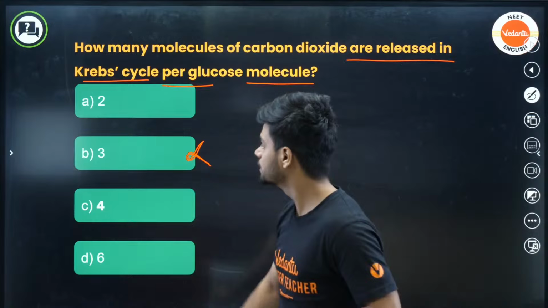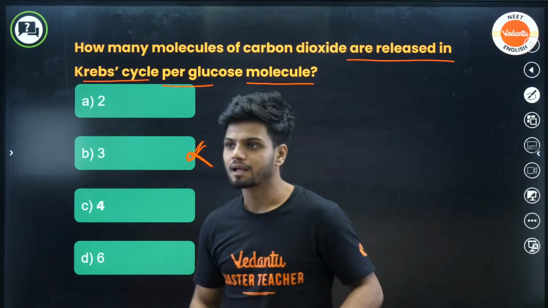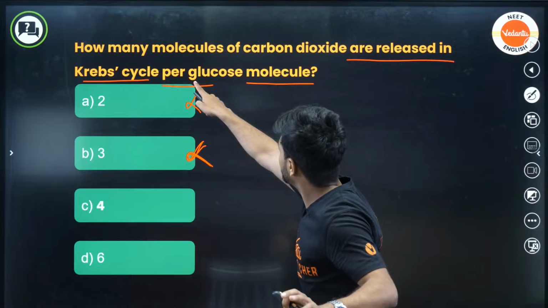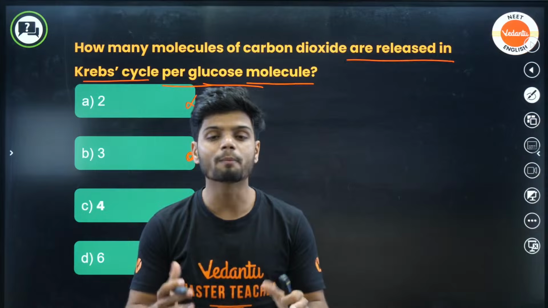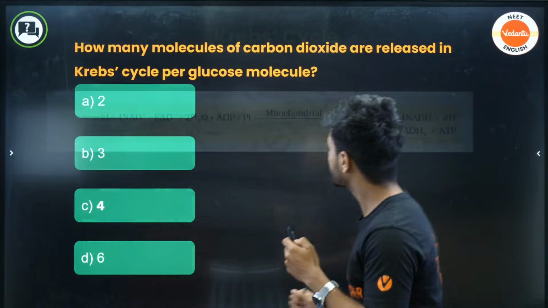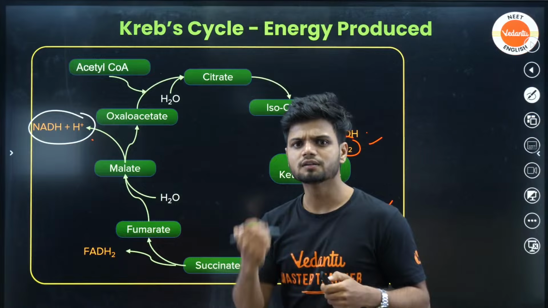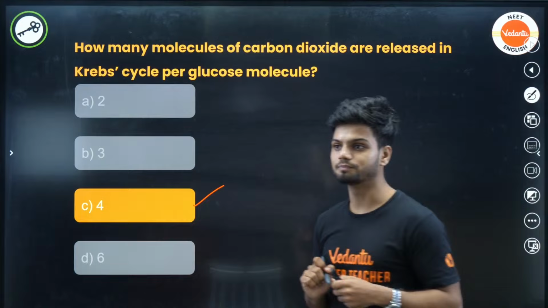Now some of you are saying 2 here. 2 is also wrong. Why, sir, 2 is wrong? Remember students, we are telling per glucose molecule. One glucose will release how many pyruvate? One glucose will release 2 pyruvate. Now this reaction here is for 1 pyruvate only. So in 1 pyruvate, 2 CO2. So 2 pyruvate, 4 CO2. Clear?